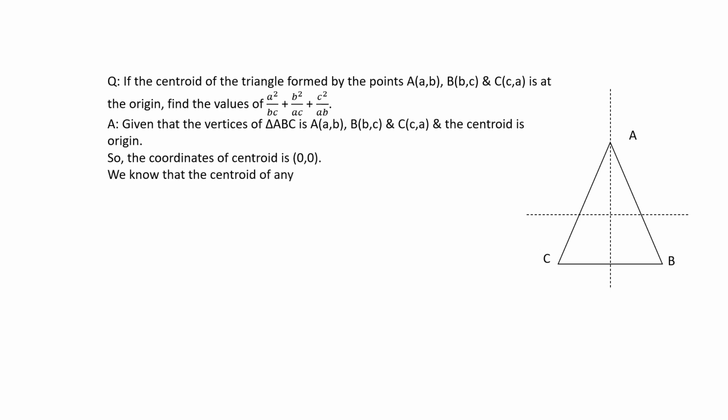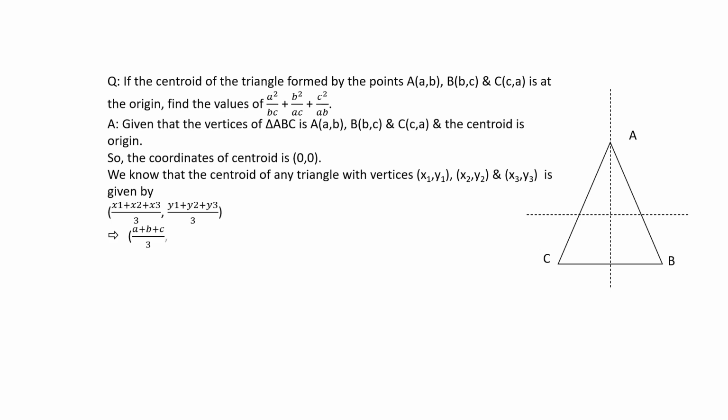Now we know that the centroid of any triangle with vertices (x1, y1), (x2, y2) and (x3, y3) is given by (x1 plus x2 plus x3) whole divided by 3, (y1 plus y2 plus y3) whole divided by 3. So the centroid of the given triangle can be written as (a plus b plus c) divided by 3, (c plus b plus a) divided by 3. And this equals (0, 0), which implies a plus b plus c equals 0.